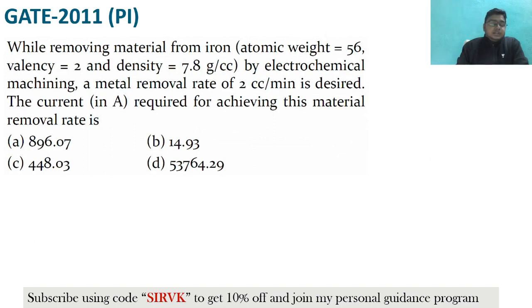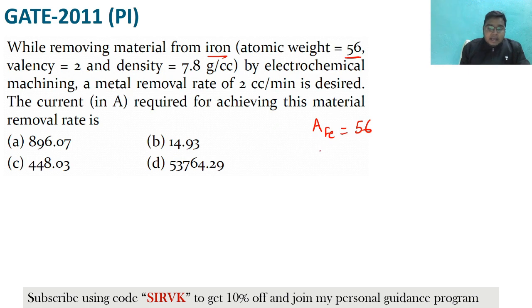Now, this is again the next problem that has been asked in GATE 2011. The question states that while removing material from the iron, so you are removing a material. So suppose there is a workpiece which is made of the iron, fine, and in this iron you are removing the material from. Now, what is the atomic weight? So atomic weight of the iron is given as 56. Okay, so let me write it here. So A of Fe, that is the iron, is given as 56.